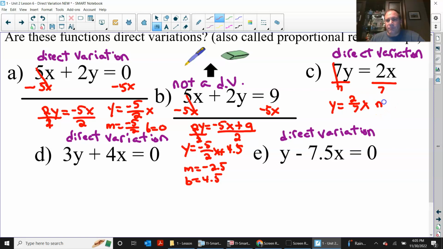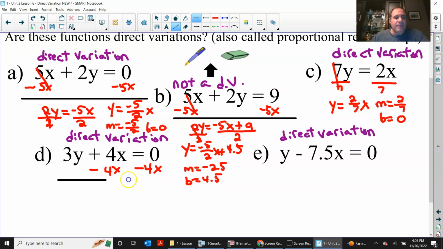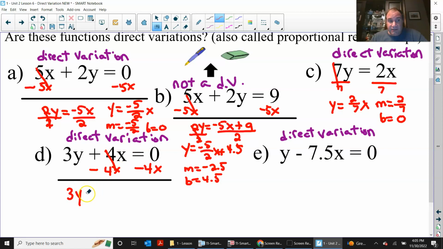So you have a slope of 2 over 7, and you have a y-intercept of 0. Is this a direct variation? Yes, it is. Take a look at 3y plus 4x equals 0. We have this right here. We're going to subtract the 4x because we need to get the y alone. And this is 0 right here, so that's why I'm saying it's a direct variation. When you're dividing by 3 on both sides, you're not going to have a y-intercept of anything but 0.